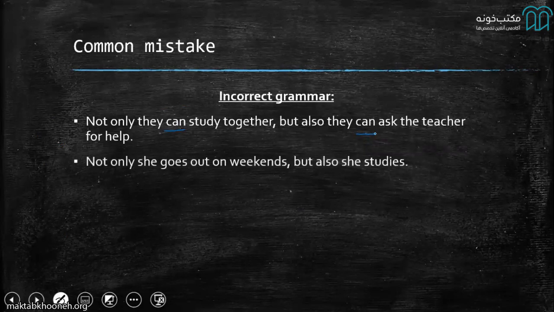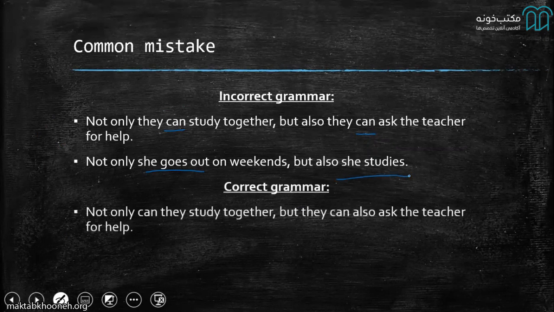Or some people might say, "Not only she goes out on weekends, but also she studies." It doesn't work this way. This is incorrect grammar. To make it correct, you would say, "Not only can they." This is where the inversion really happens, right? This is what I was talking about. So you've got to make sure that you switch it around if you have modal verbs. You can also use it with be verbs as well. Not only can they study together. And then on this side, just split the "but" and the "also" and put the subject and the modal verb in the middle: but they can also ask the teacher for help.